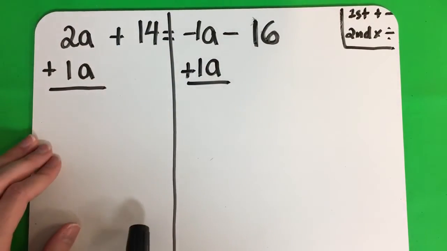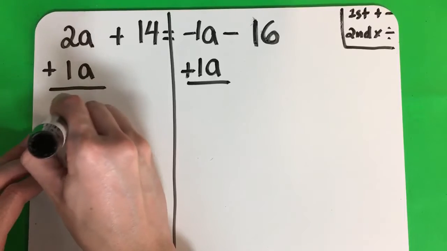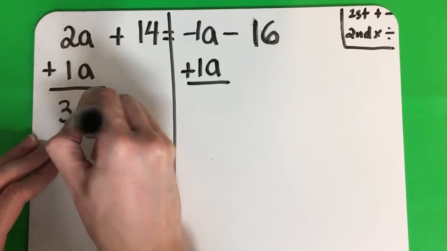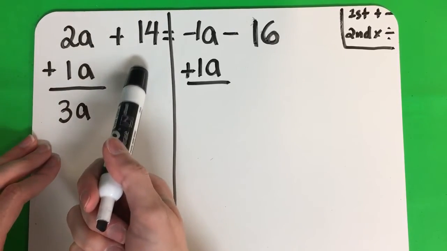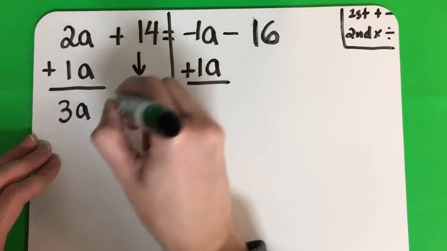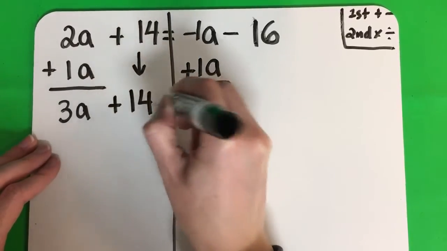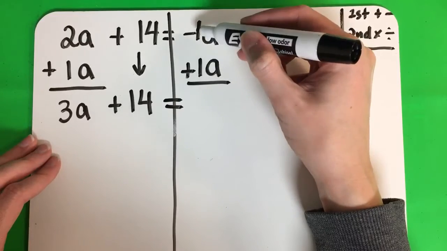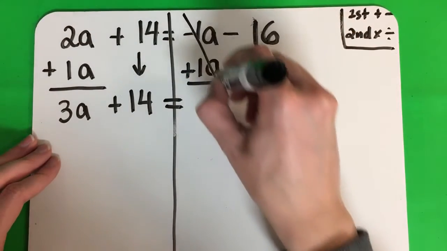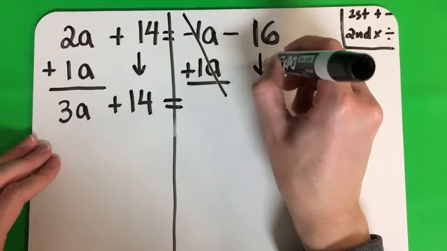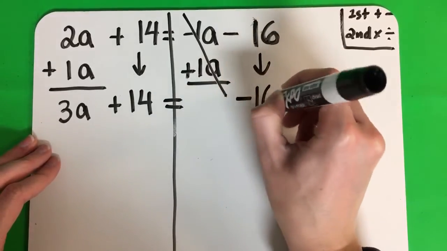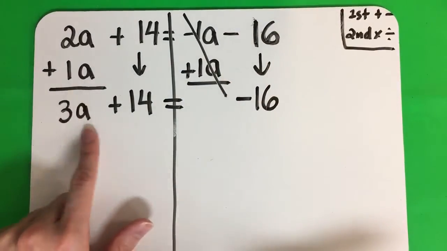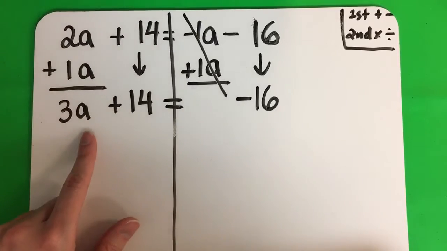2 plus 1, 2 más 1, 3A. Here there's nothing, no hay nada, copy. Plus 14 equals. Negative 1 plus 1, negativo 1 más 1, 0, cancel. Copy, negative 16. I want A alone, quiero A sola.